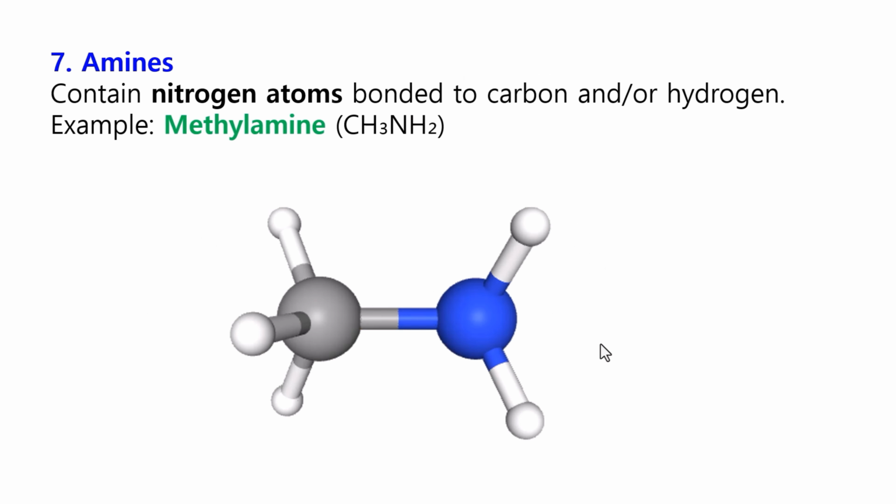Seventh one is amines. They contain a nitrogen atom bonded to carbon or hydrogen. Example is methylamine. The molecular formula is CH3NH2. This is a CH3 group, this is an NH2 group. So this carbon is connected to the nitrogen atom. This blue one is nitrogen. This is the example for amines. These are the important examples of organic molecules.